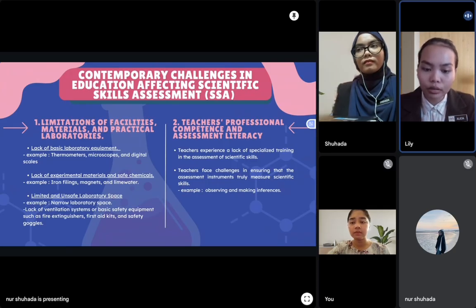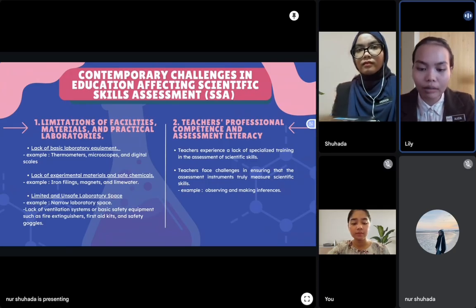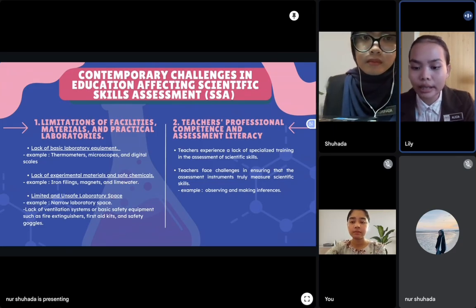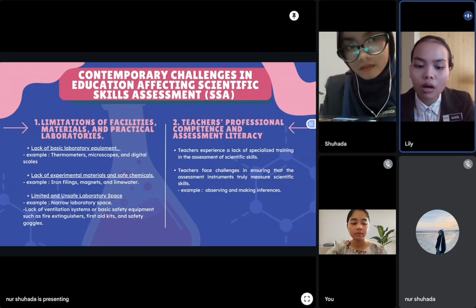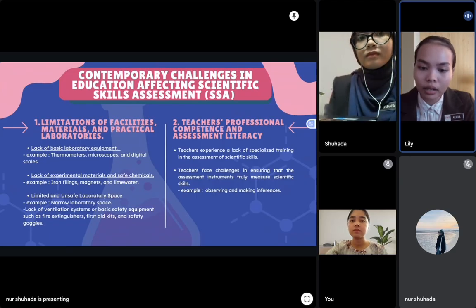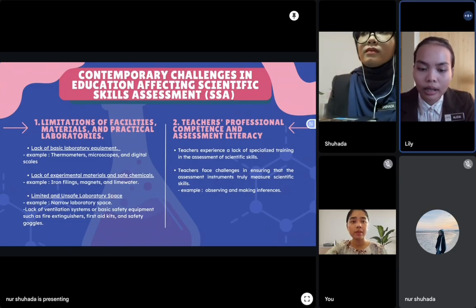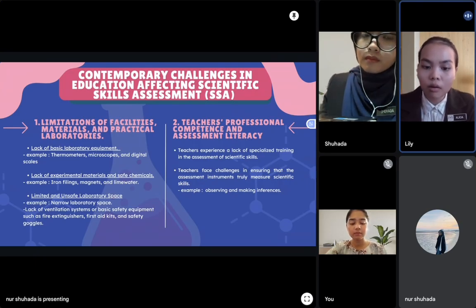In relation to the features of an unsafe laboratory space, such as lack of ventilation systems or basic safety equipment such as fire extinguishers, first aid kits, and safety goggles, all of which are essential for conducting basic science activities. The second challenge is teachers' professional competence and assessment literacy.